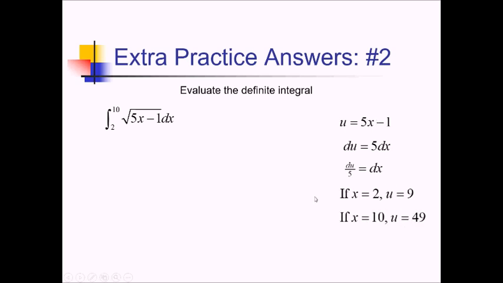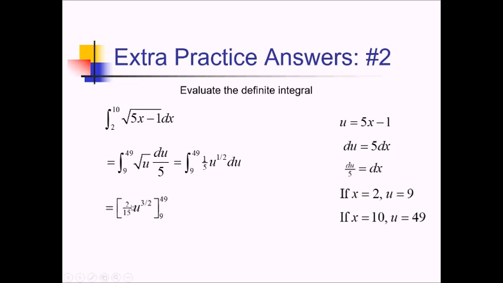So plugging all that in, we can write this as the integral from 9 to 49 of the square root of u du over 5. Okay, so let's see here. This is really u to the 1/2 power, and we'll have a 1/5 out in front of that. Using my reverse power rule, this bumps up to a 3/2. Multiplying by 2/3, we've got a 2 over 15 out in front, u to the 3/2 from 9 to 49.